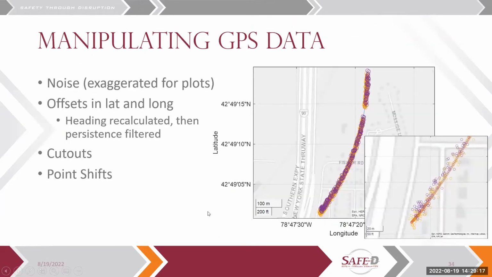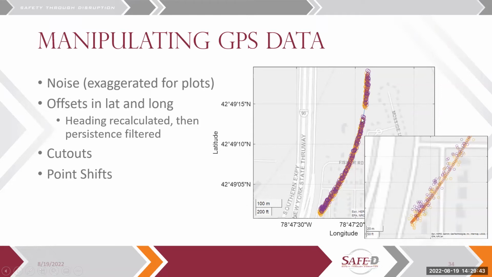Next thing we have is some manipulation of the data itself, some outputs. So we've got some plots here looking at the GPS track, how we manipulated that. We added in noise, we exaggerated a bit for the plot because the distances are so large. We added in offsets to lat and long.